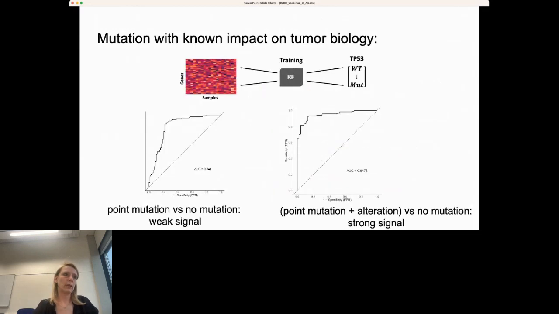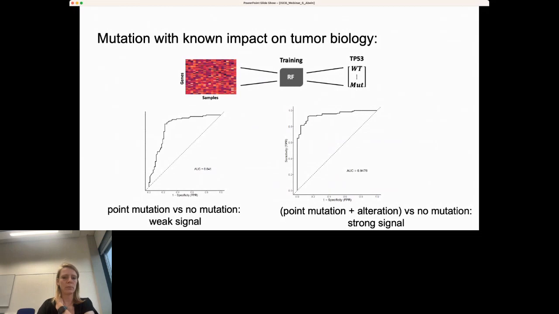And so that's exactly what we did. And here we're looking at P53. The first thing we're trying to predict is point mutation versus no point mutation. And this is a ROC curve. For those of you who have never seen this before, I will not explain it in detail. But what you do need to know is that if you're in the top left corner here, then you have a perfect predictor.